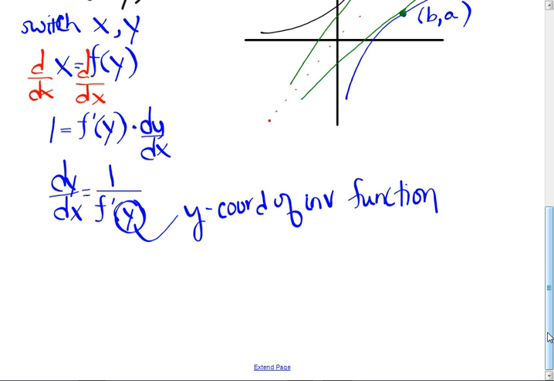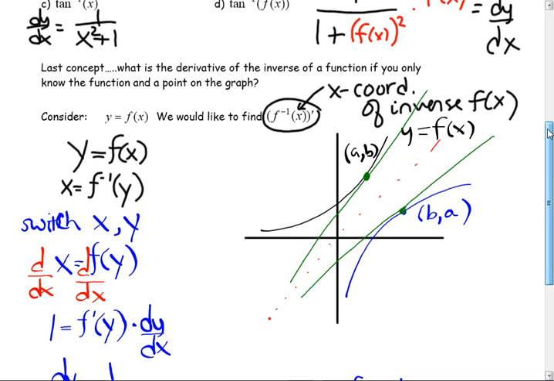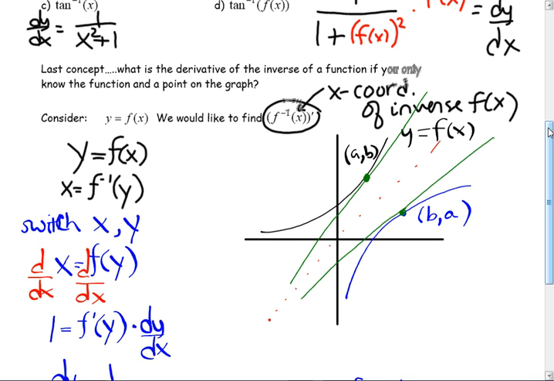Okay. So let's do a problem. Now remember, this is the hard part. That's the x-coordinate of the inverse. If that's the x-coordinate of the inverse, then it's the what? Of the original function. It's the y. That's the trick. That's the trick. Okay, so here's f of x. I'll put my original function in black.